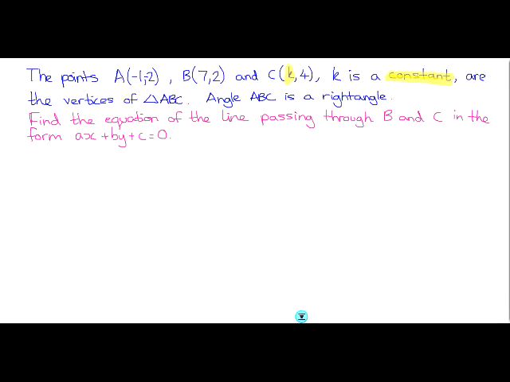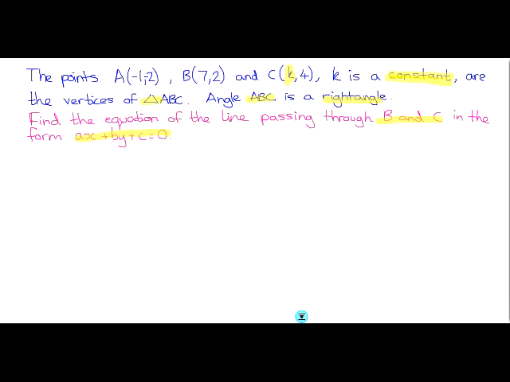And they're the vertices of a triangle. So these 3 points make a triangle, and this angle, ABC, is a right angle. So as soon as I see that, and I know it's about graphs because it's coordinates, I'm starting to think about perpendicular gradients already. And so it's the equation of a line that goes through BC, and we need to leave it in this form.